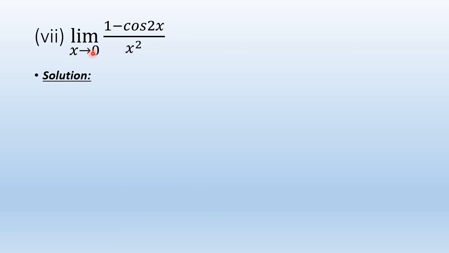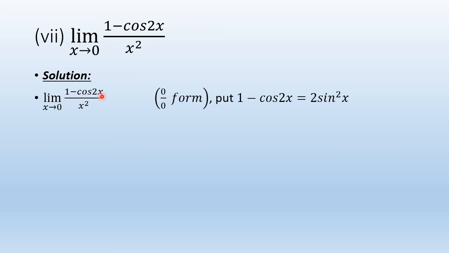Limit when x tends to 0, 1 minus cos 2x divided by x square. Now what do we observe? That it is in 0 by 0 form. We apply the half angle identity: 1 minus cos 2x equals to 2 sine square x. So just put 2 sine square x here. You will write it like this.